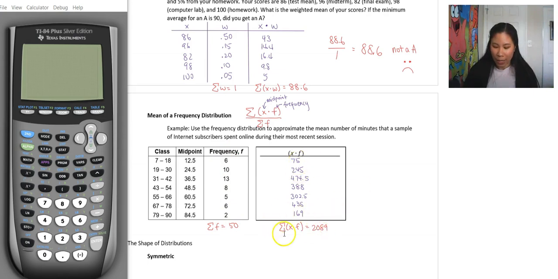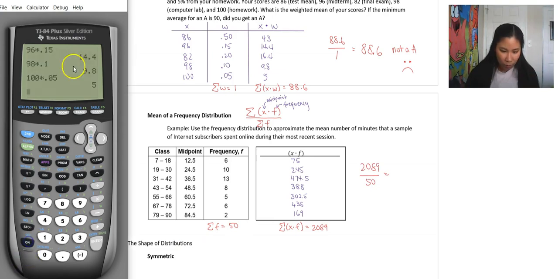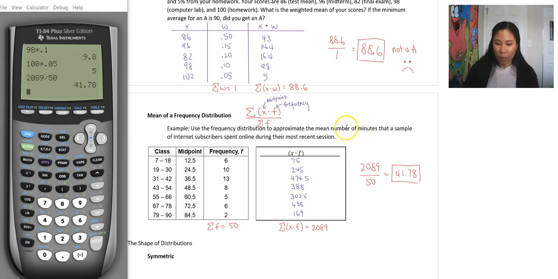So now we're taking our x times f's divided by our frequencies. So I get 41.78. And since this problem was talking about the number of minutes that a sample of internet subscribers spent online during their most recent session, basically our average amount of minutes would be 41.78 minutes.